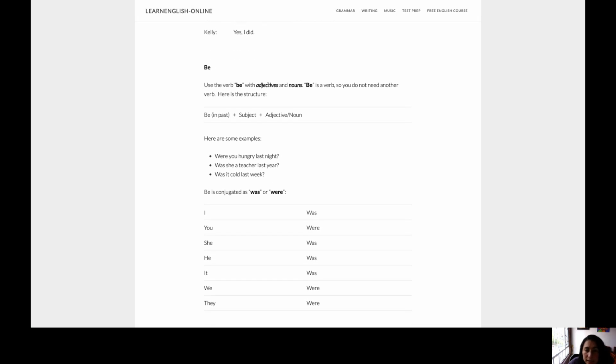Ok, questions using be. Use the verb be with adjectives and nouns. Entonces el verbo to be siempre lo vamos a utilizar cuando utilizamos un adjetivo, adjective or noun.